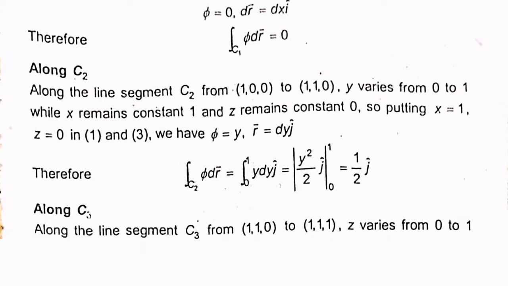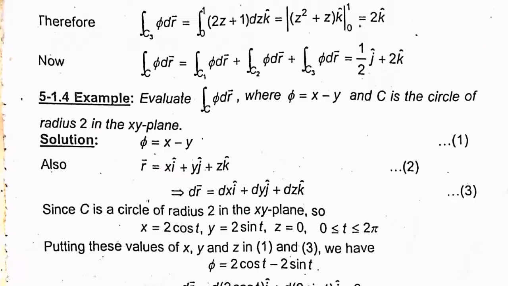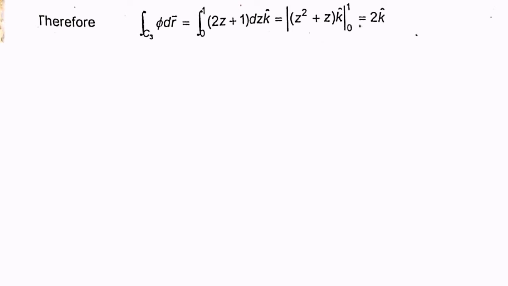Now we calculate the line integral along C3. Along the line segment C3 from 1,1,0 to 1,1,1, z varies from 0 to 1 but both x and y remain constant, which means 1. So putting x equal to 1 and y equal to 1 in equations 1 and 3, we have phi equal to x plus 1 and dr equal to dz k. You can see that only one variable is involved, which is z, so the limits of z are 0 and 1. So putting all of these values of phi, dr and the lower and upper limits of z in the integral formula, we have the integral over C3 of phi dr equal to the integral from 0 to 1 of (2x plus 1) dz k. After integration we have z squared plus z, into k, and applying the upper and lower limits, this is equal to 2k. This is the answer of C3.